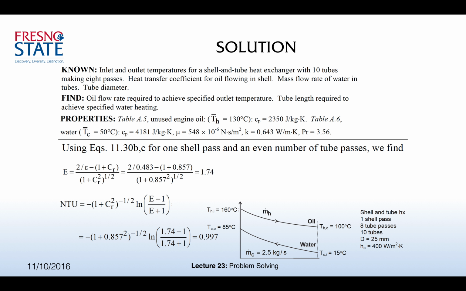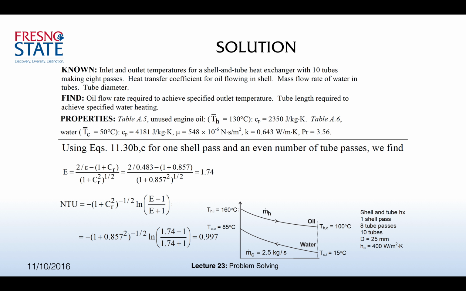So therefore, E is calculated as 2 divided by epsilon, minus 1 plus CR, divided by 1 plus CR squared to the power 1/2. Therefore, we have 2 divided by the epsilon, 0.483, minus 1 plus CR, which is 0.857, divided by 1 plus 0.857 squared, and the denominator is to the power half or square rooted. Therefore, our E is 1.74.